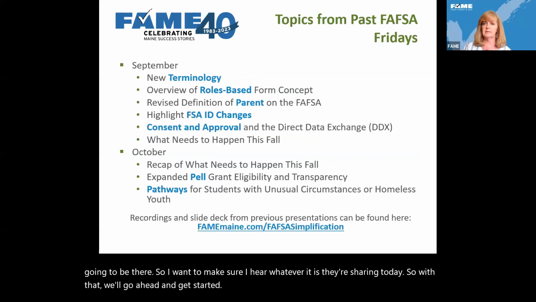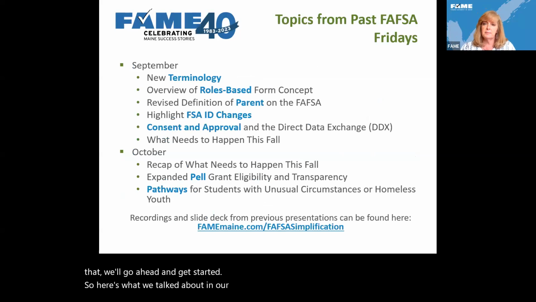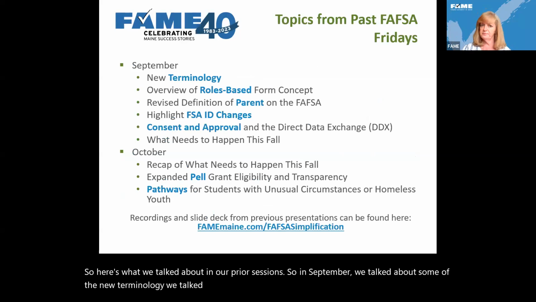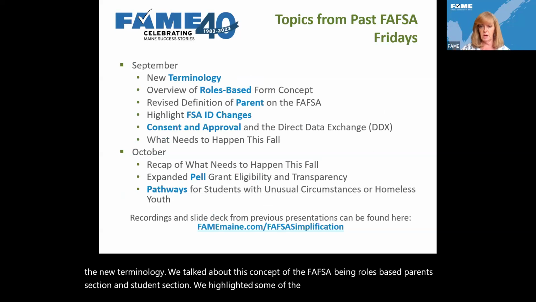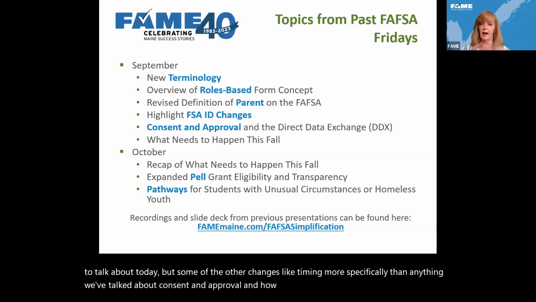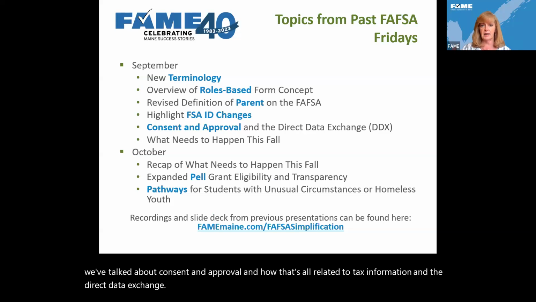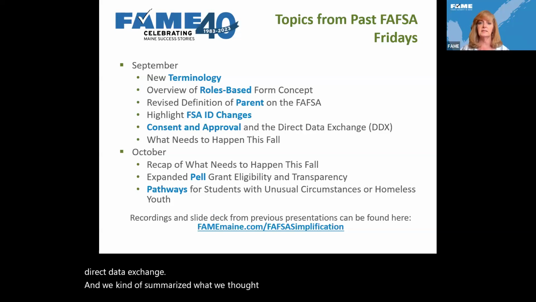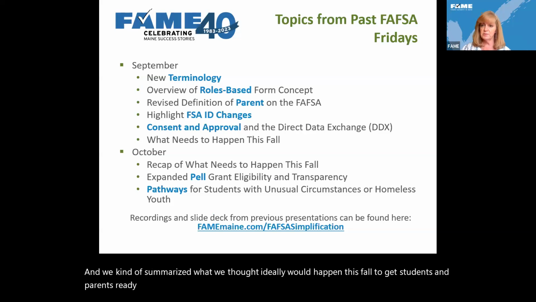So here's what we talked about in our prior sessions. In September, we talked about some of the new terminology. We talked about the concept of the FAFSA being roles-based, with a parent section and a student section. We highlighted some of the FSA ID changes, like timing, more specifically than anything. We've talked about consent and approval and how that's all related to tax information and the direct data exchange. And we summarized what we thought ideally would happen this fall to get students and parents ready. So that's what we did in September.